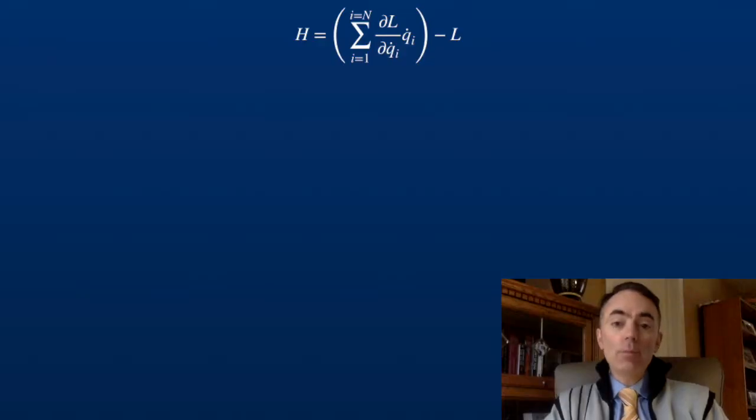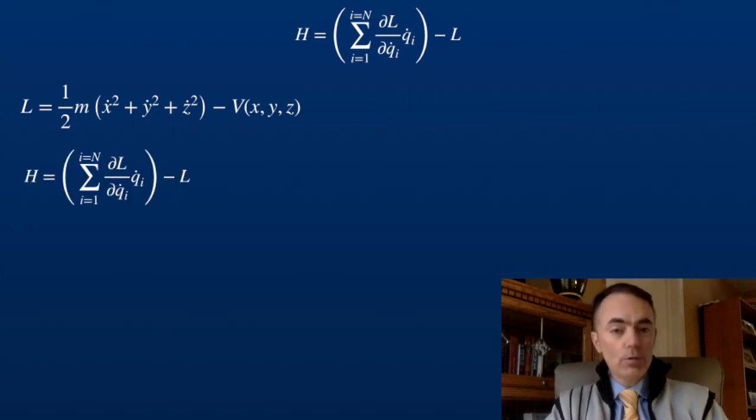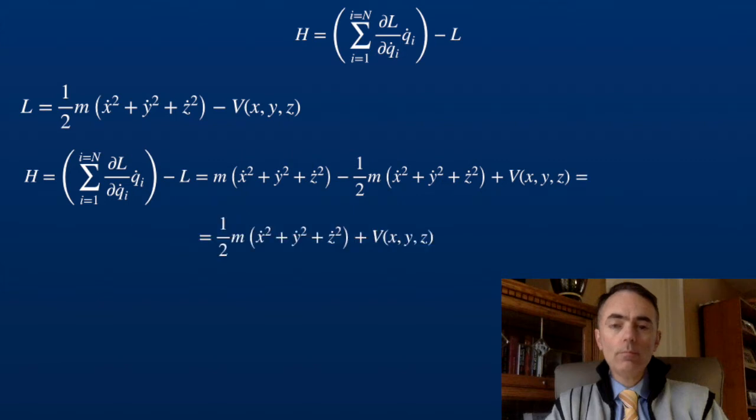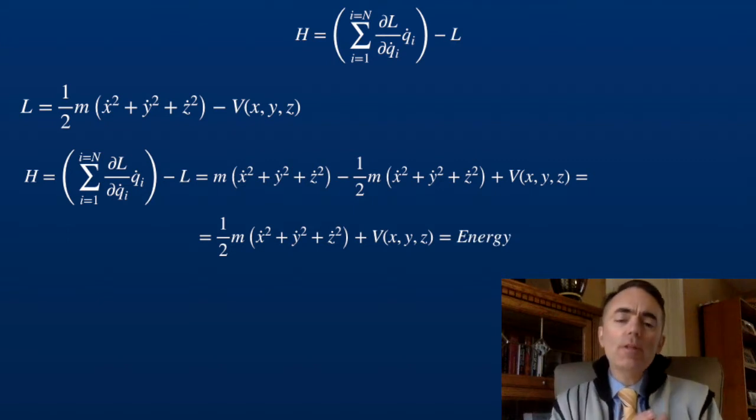Now the question we have is, who is h? Well, let's write it in Cartesian coordinates. L is the kinetic energy minus the potential energy. So h is, from its definition, the energy of the system. So if the Lagrangian does not depend on time, the energy is conserved.